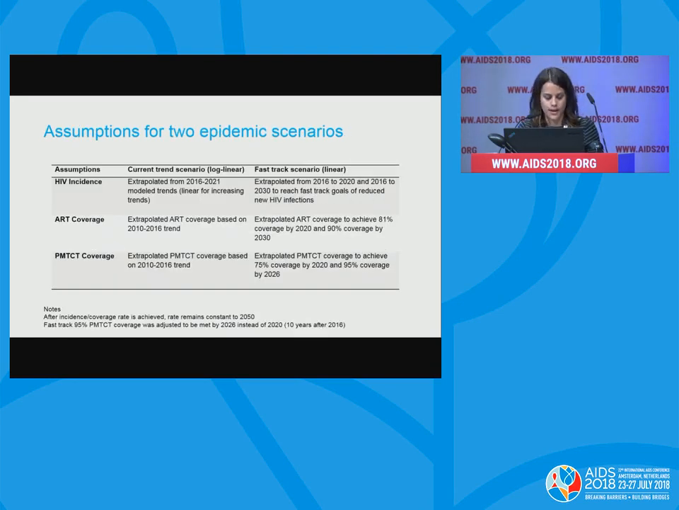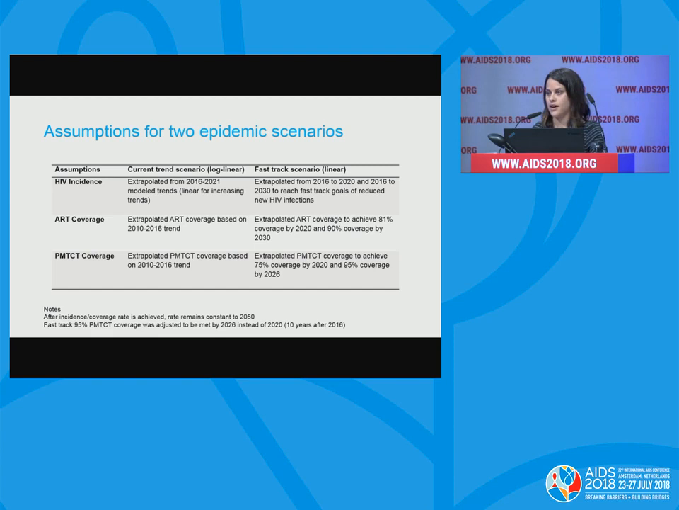So we then used these country files to implement 2 epidemic scenarios. The first scenario is based on current trends of HIV incidence, ART coverage, and PMTCT coverage. So we took 5-year modeled trends, or 5-year trends, and modeled into the future on a log linear curve.